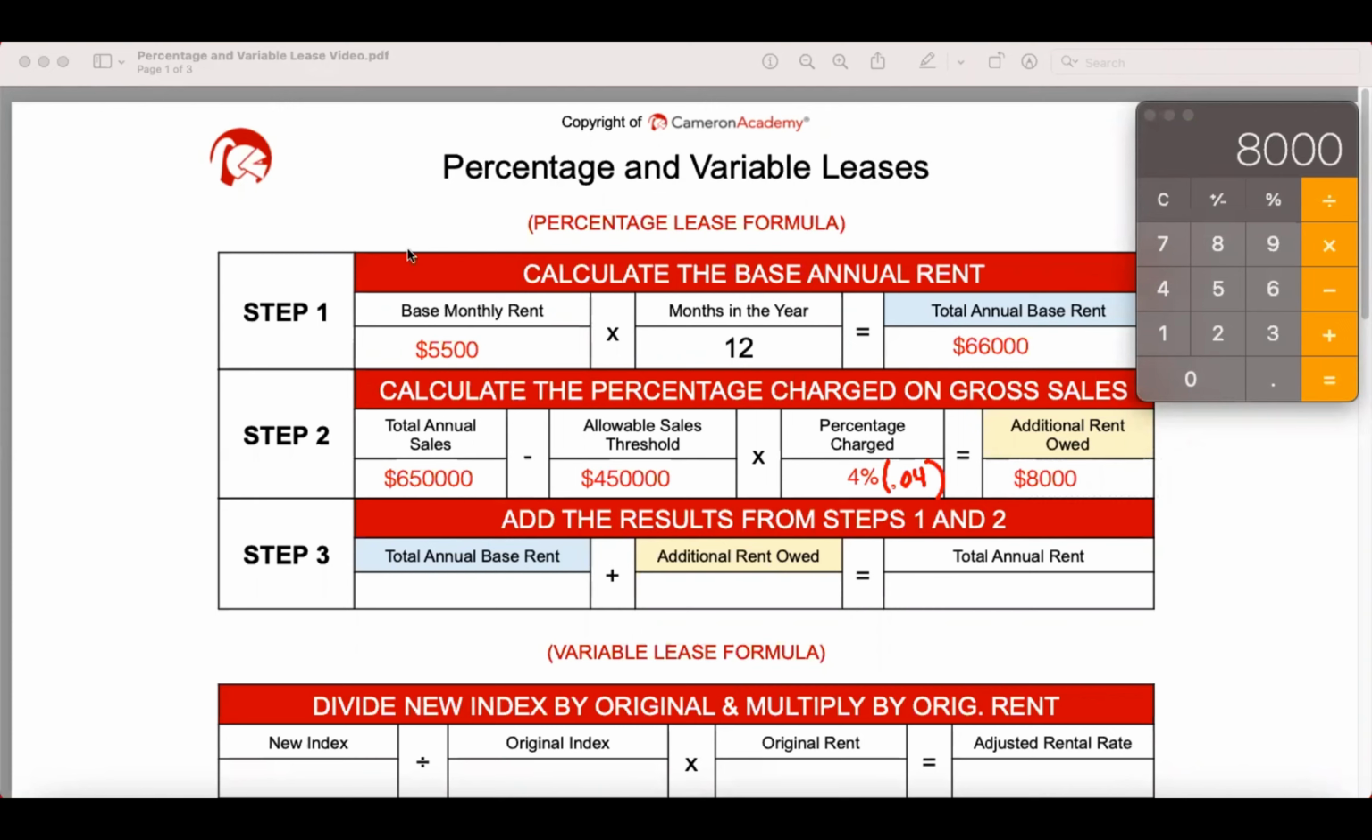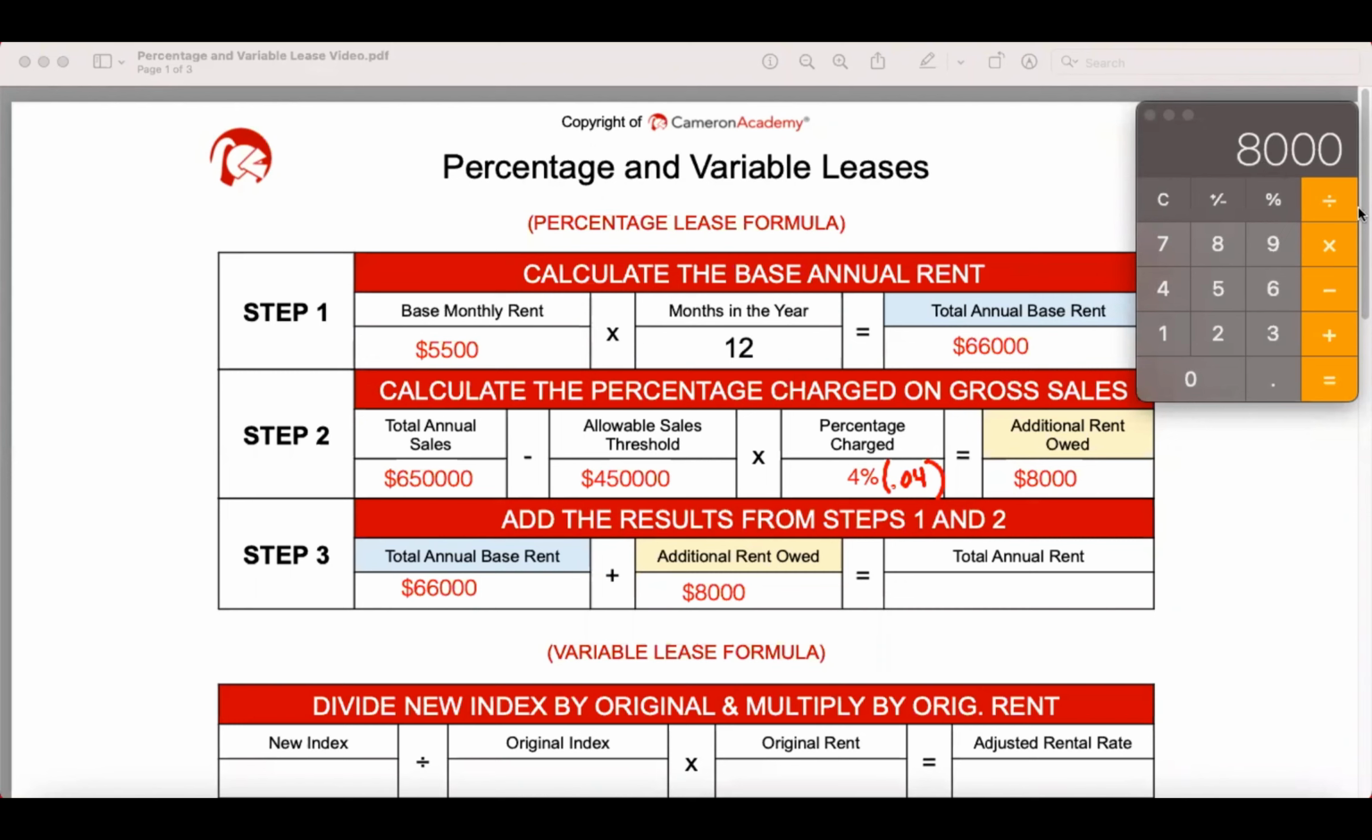Now, the last step is to simply add. You're going to add the results from step 1 and step number 2. Step number 1, we got total annual rent of $66,000. We're going to plug that in here, plus $8,000 additional rent because of our sales within the year. You add these two figures together.